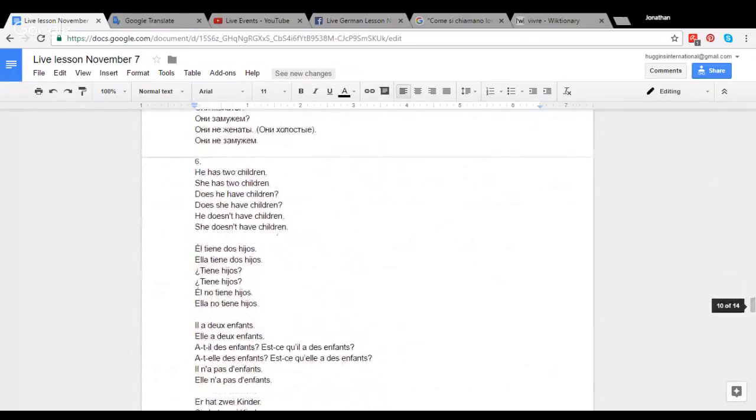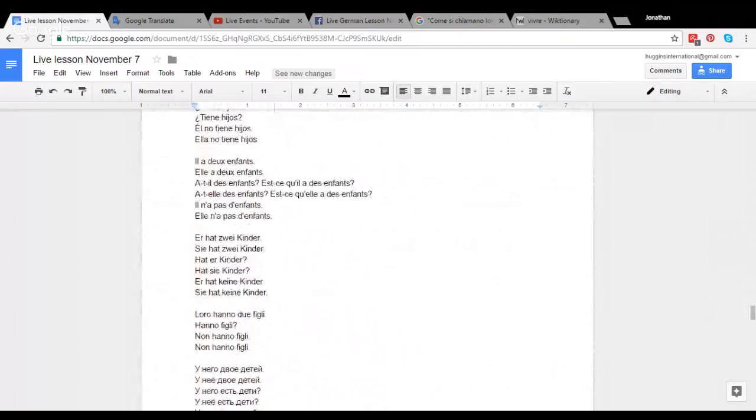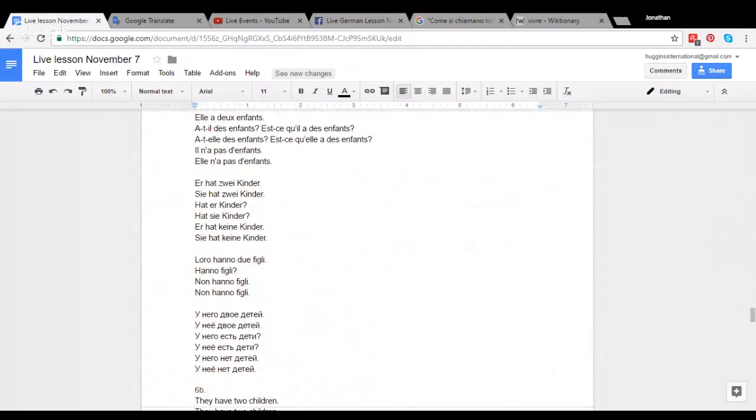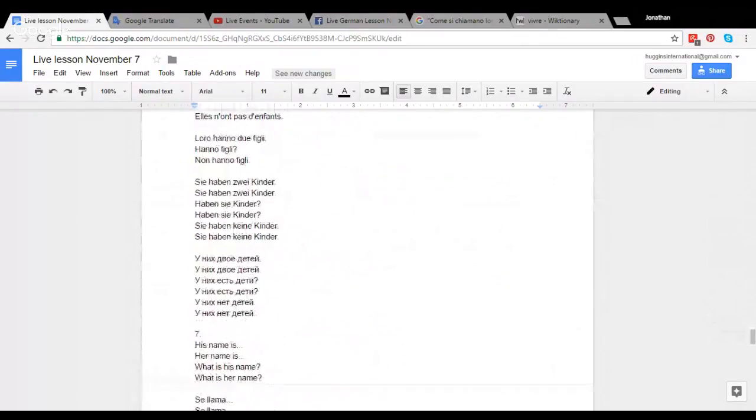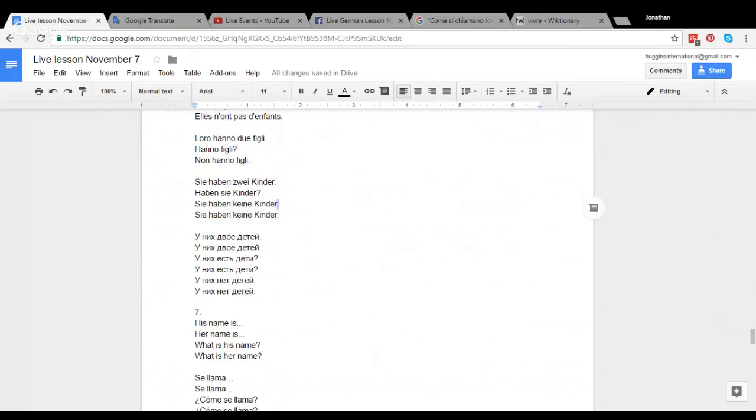Okay. If people have children, we would have in the singular "hat" or "sie hat," but in the plural, we just have "sie haben." And once again, I will simplify this a little bit for you, because it's not changing, so there's no need to complicate things if it's the same. So "Sie haben zwei Kinder," "Haben Sie Kinder?" "Sie haben keine Kinder." So that's just very simple. They have two children. Do they have children? And they don't have children.